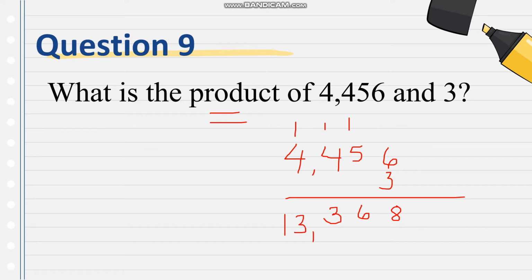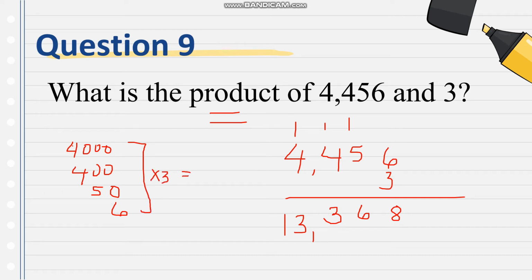13,368. But if you want to apply the partial product, this becomes, the first 4 is 4,000. The second 4 is 400. The next digit is 50. And the next digit is 6. Then we need to multiply all of this into 3.